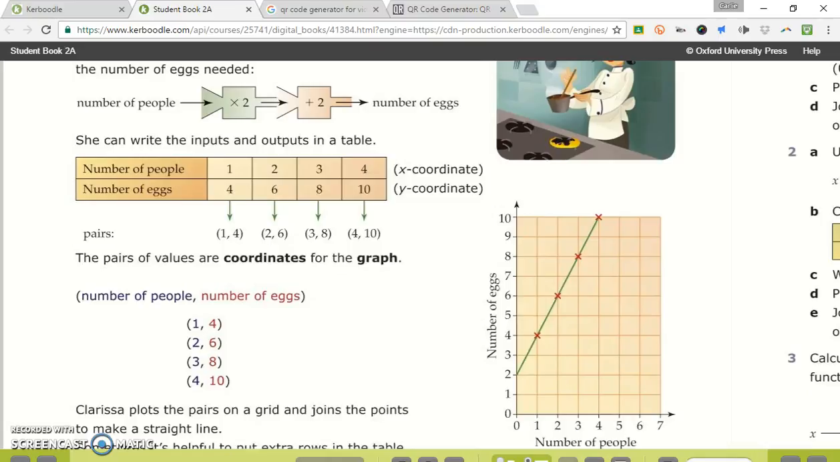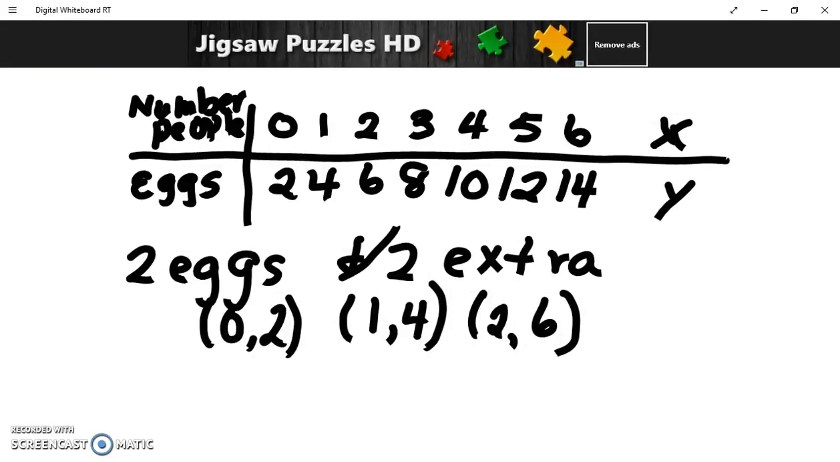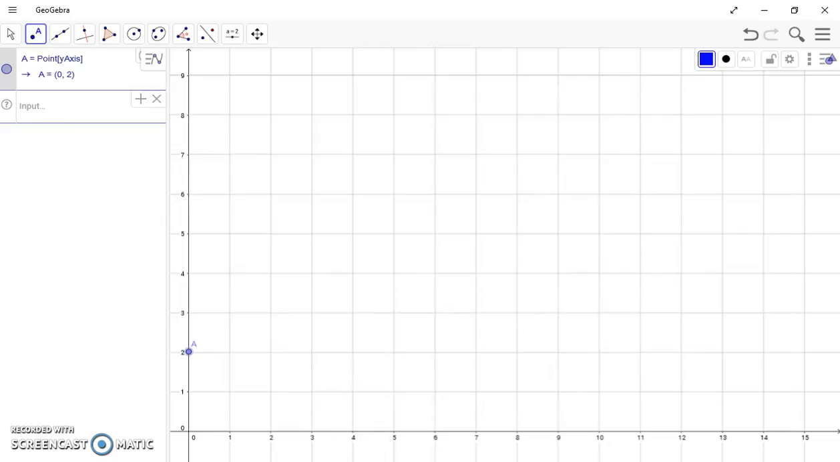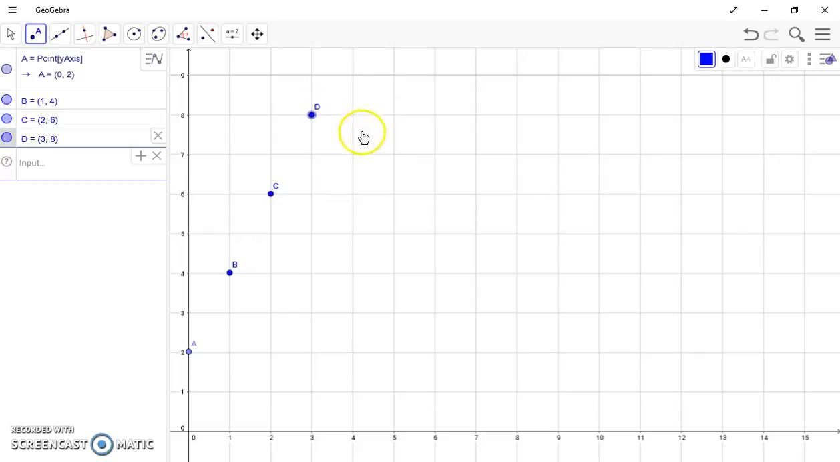So if we look at our next one, it's going to be 1, 4. So we're going to go over 1, and we're going to go up 4. Okay, and next point's going to be 2, 6. So we're going to go over 1, up 2 from our last point. And again, we're going to do the same thing at 3, 8. Okay. That one ran away.